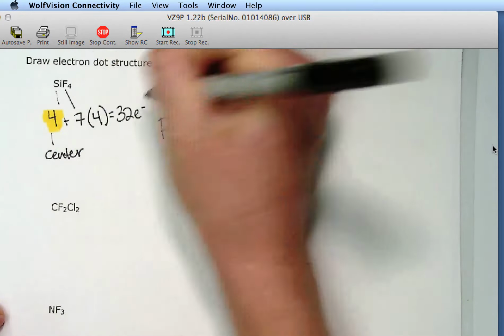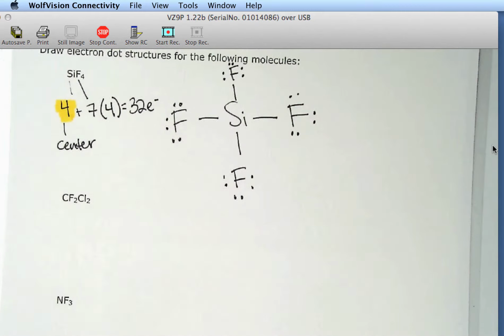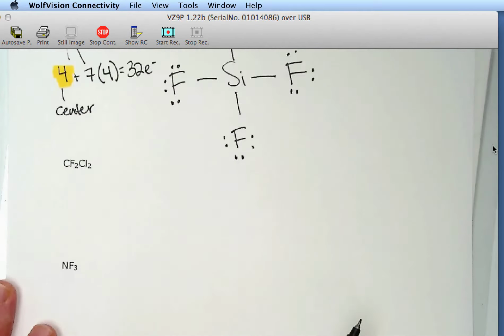Do you care whether it's lines or dots? It doesn't matter. I could have dots here or lines. So 2, 4, 6, 8, 10, 12, 14, 16, 18, 20, 22, 24, 26, 28, 30, 32 valence electrons. Because I have 32 valence electrons and that's all that I was budgeted, I don't put any lone pair electrons on my central atom. If I had extra remaining, then I would put them on my central atom. Questions on that one?